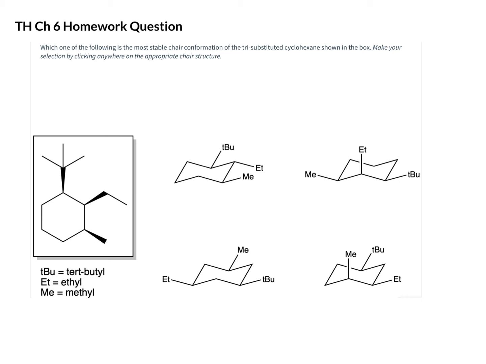So I'm going to put the tert-butyl at 1 and number clockwise. And let's do that with each of these chairs. And I'm just going to number out to 3. And remember, I'm numbering clockwise. So what we find is that in our original scheme, tert-butyl's at 1, ethyl's at 2, methyl is at 3.